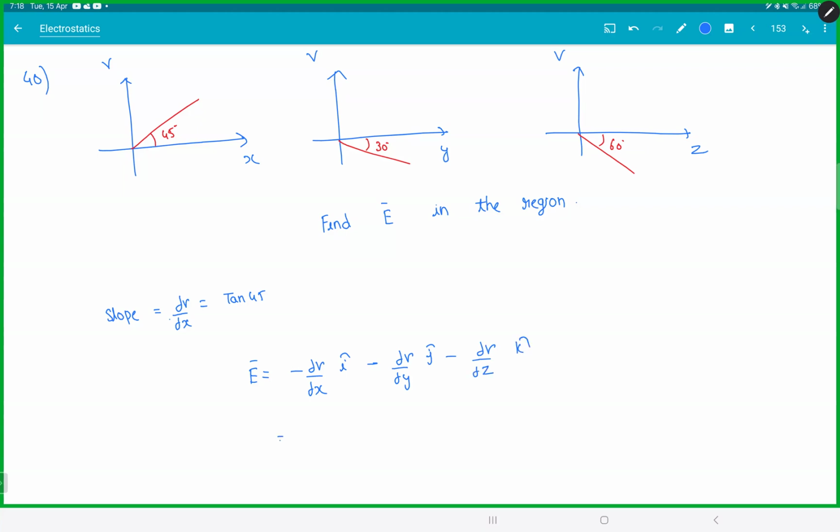Slope in the Vz graph. So this guy will be minus tan 45 i cap. This will be minus tan minus 30 j cap, minus tan minus 60 k cap. Minus i cap plus 1 by root 3 j cap plus root 3 k cap. Clear, everyone? So that's it. You just need to take the slopes. So if I give you V, you can find the field like this.